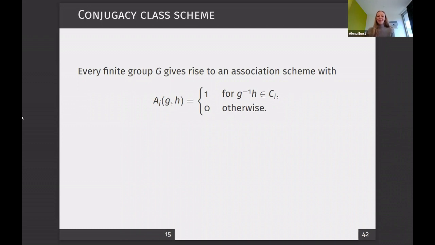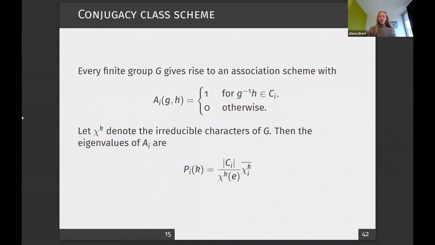Okay. And since we are working with finite groups, we can make use of the representation theory. So taking the irreducible characters of the finite group, we can write the eigenvalues of AI down in the following way, where chi k is now the irreducible character evaluated on the conjugacy class I whenever there is an index I written in it. And it's complex conjugated, and this one here is just the degree of the irreducible character.